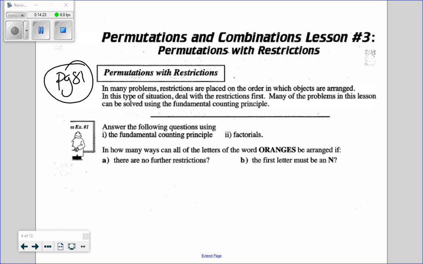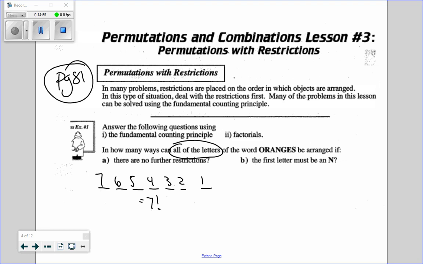In how many ways can all the letters of the word oranges be arranged? So again, oranges is on Scrabble tiles, if there's no further restrictions. So you're going to use all the letters. So how many letters are there in oranges? 7. So if you wanted to, you could just go 7 blanks and go 7, 6, 5, 4, 3, 2, 1. Because you got 7 choices for the first letter, then 6, then 5, then 4. So that is the same as saying 7 factorial.